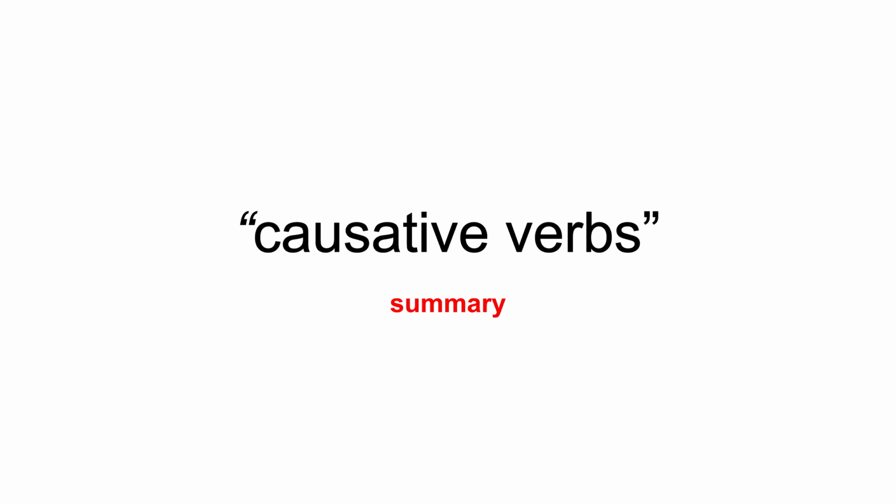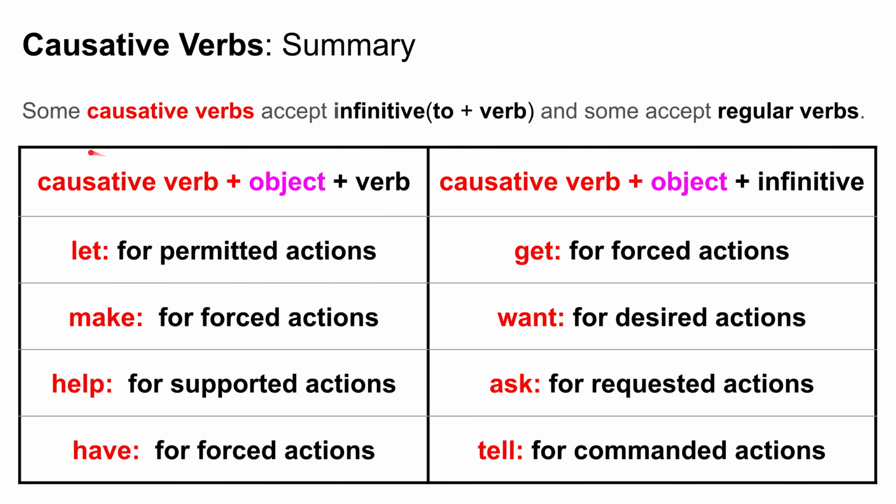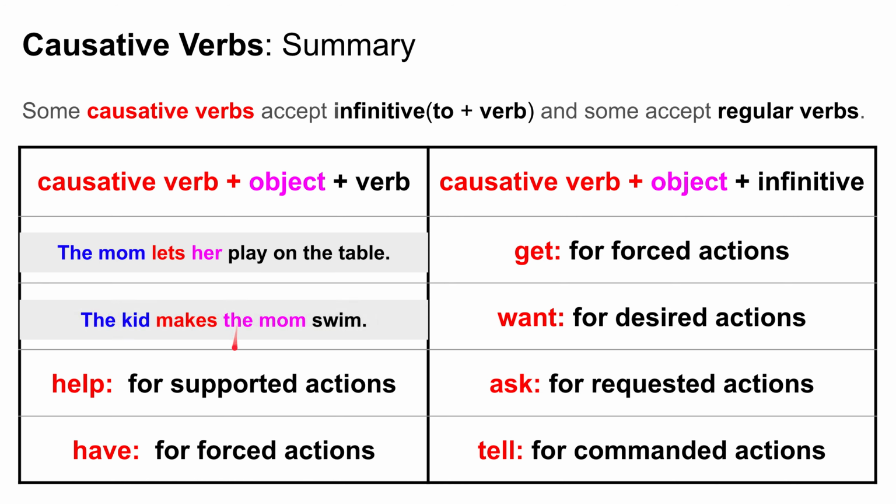All right, let's summarize the causative verbs that we have learned. We mentioned already some causative verbs accept infinitives and some accept only regular verbs. The causative verbs that accept regular verbs are let, make, help, and have. We use let for permitted actions, make for forced actions, help for supported actions, and have for forced actions. Although make is stronger, have is softer. Let's look at an example with let. The mom lets her play on the table. Make, the kid makes the mom swim. Help, the boy helps the mom fold clothes. Have, the teacher has them clean.